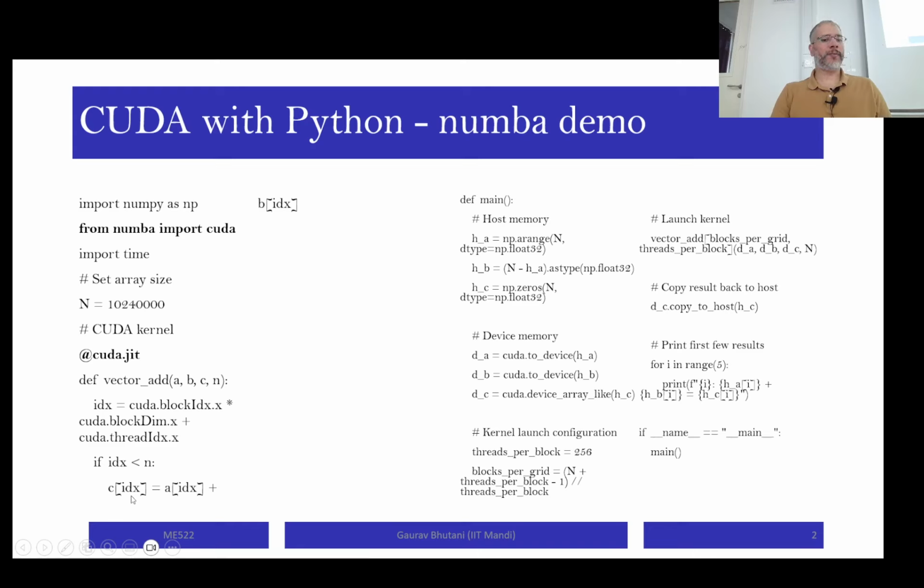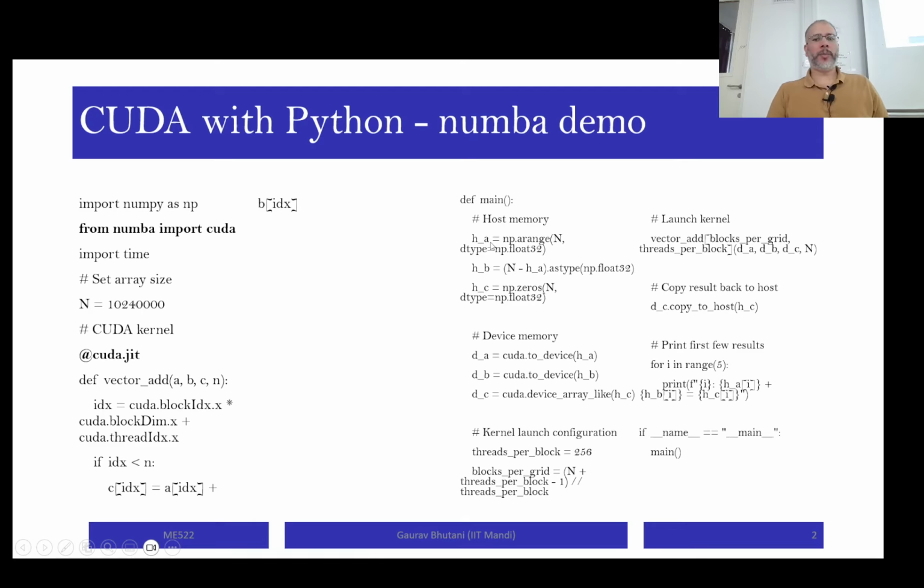Okay, and C of id is equal to A of id plus B of id. So this is the kernel function, exactly the same as what you had in CUDA. Then your main function. So in the main function, remember it's a 3-part process. So again the code goes like this and then starts from the second column.